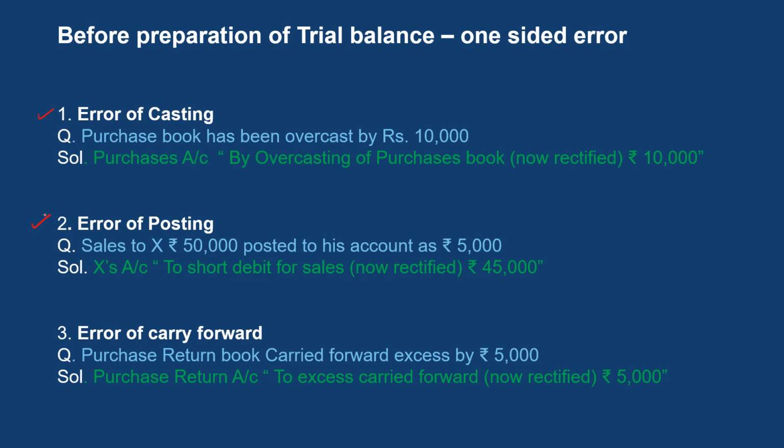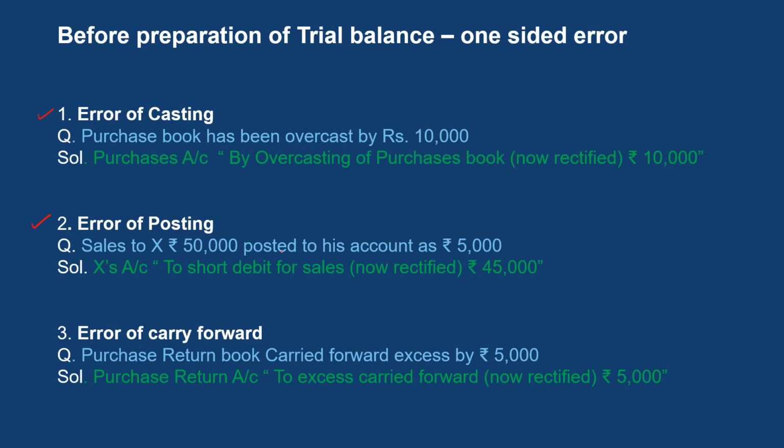Next, I will give you an example of error of posting. Here, take this example. Sales to X, rupees 50,000, posted to his account as 5,000. So there was a sale made to X. So to the debit of X's account, 50,000 should have gone. But when that amount was posted into X's account, it has gone to the correct side, the debit side, but the amount gone is only 5,000. So 45,000 has not gone, only 5,000 has gone instead of 50,000. So there's a short debit there.